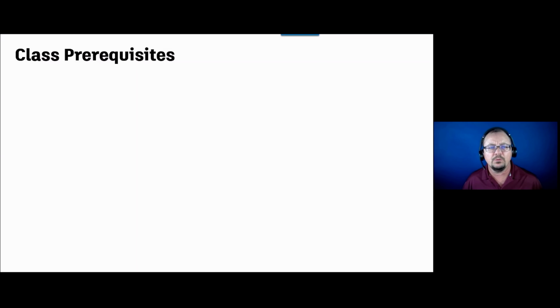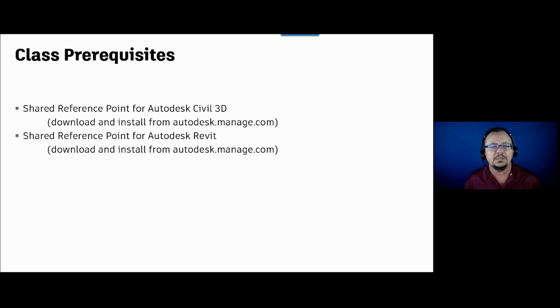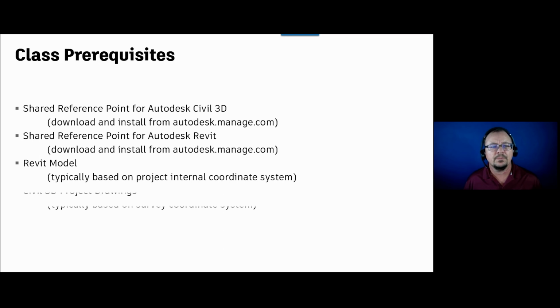For the class prerequisites, you will want to download and install the shared reference point for Autodesk Civil 3D. You need to download and install the shared reference point for Autodesk Revit. You'll also need a Revit model. You'll need some Civil 3D project drawings. And typically the Revit model starts out based on project internal coordinate systems, and the Civil 3D projects are based on survey coordinate system.